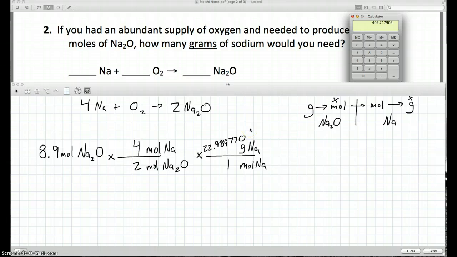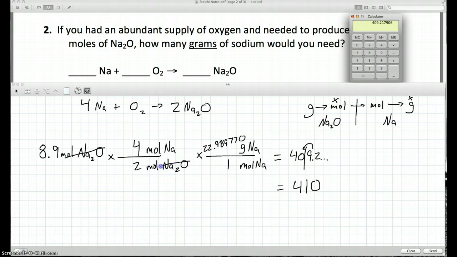So my calculator says 409.217906. If I look, I want 2 sig figs, so again I get 409.2 something. 2 sig figs, so I cut it off right there. What's that 9 gonna do to the 0? Change it to a 1, so 41. But I'm not going to round 409 down to 41, so I got to put that 0 there, so 410.